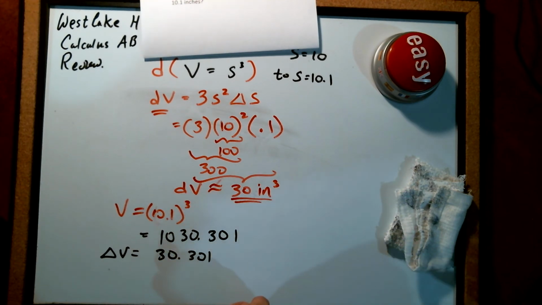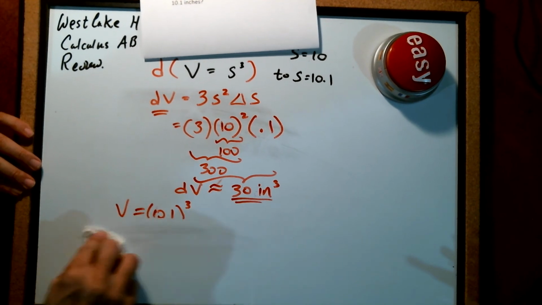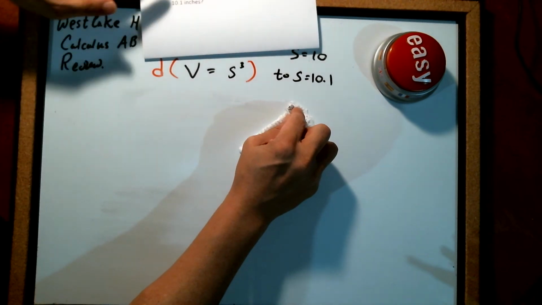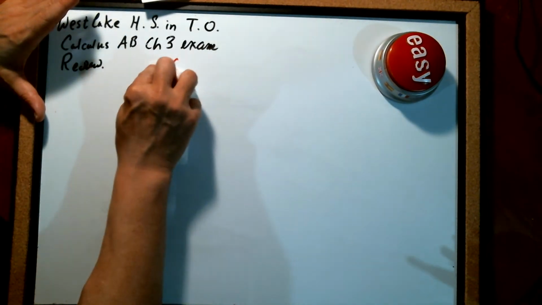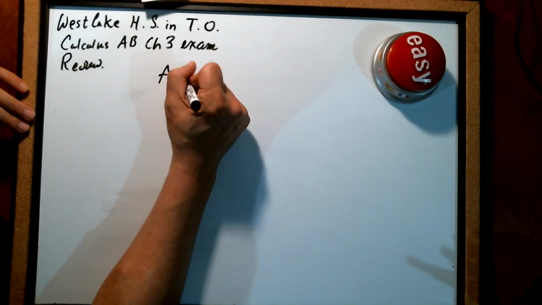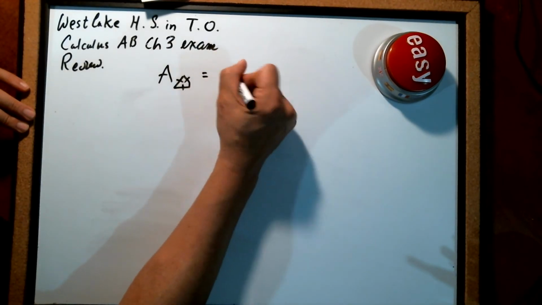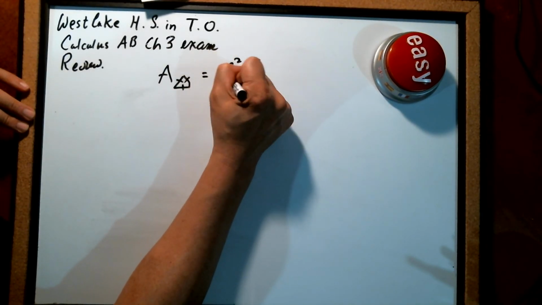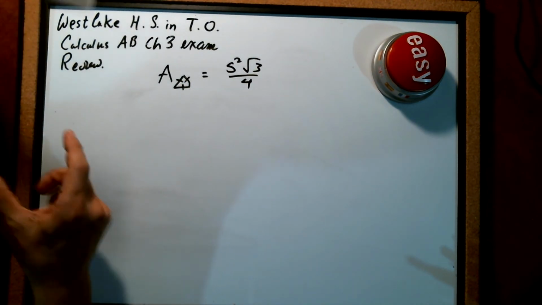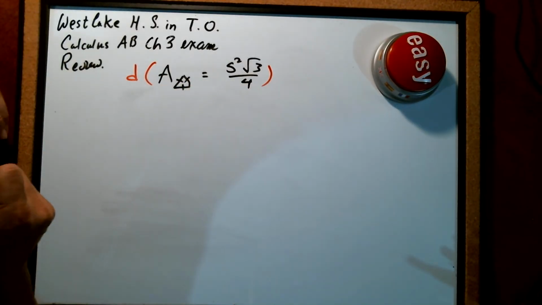So, what's the point? The point is, let's say, for instance, you have some other equation, and you have to figure out what the equation is. So they give you something like this. The area of an equilateral triangle is side squared root 3 over 4. You want the differential of that. I'm going to use my red pen here. I'm going to differentiate the left side and the right side as well.